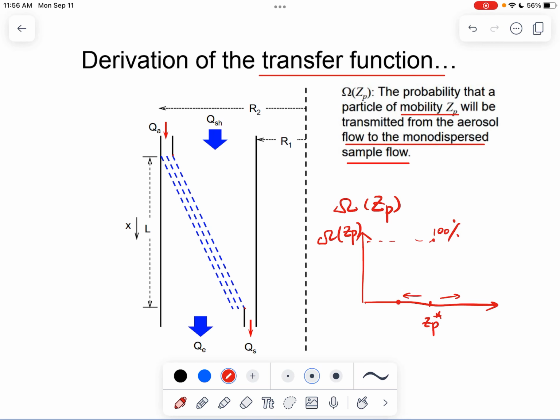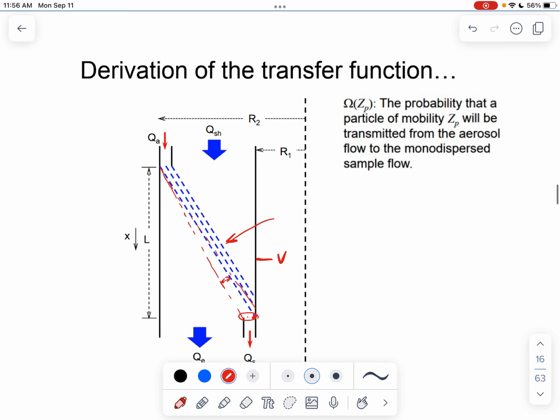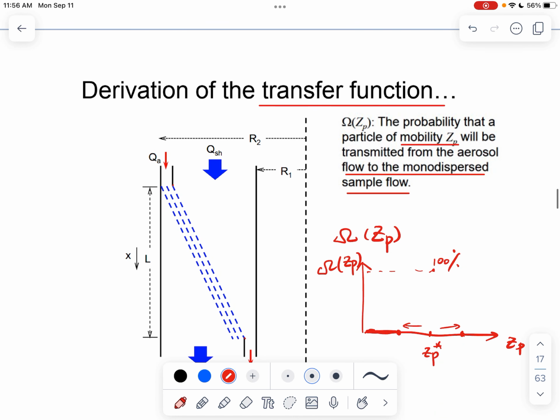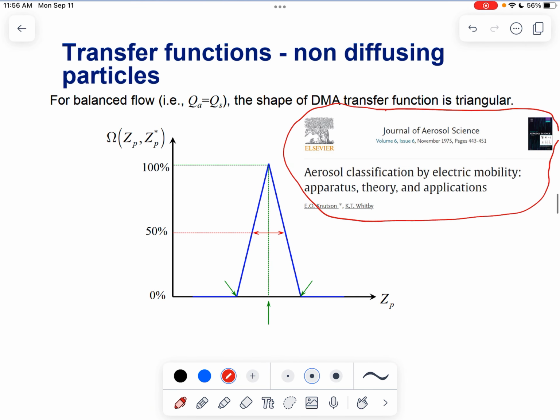So then what happens to the smaller mobility or larger mobility particles? How are they going to change? So we know that for the very small mobility particles, there is a certain mobility value that they can still get collected, and after that, they're just zero. And smaller mobility means larger particles, right? And similarly, for the larger mobility or smaller particles, there is a specific mobility above which it is all zero.